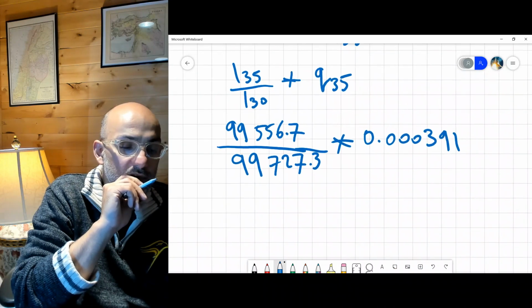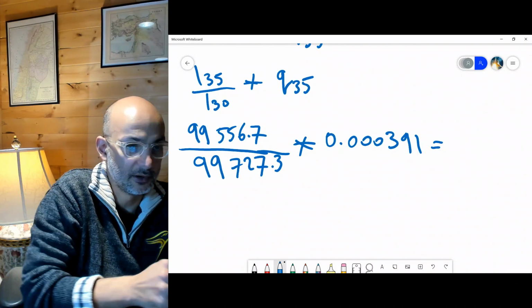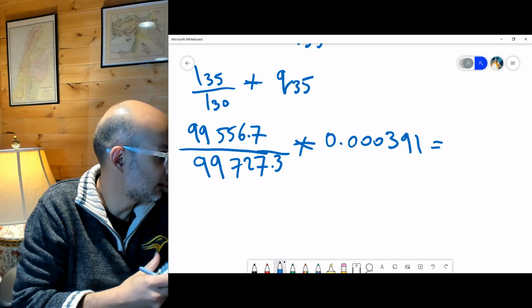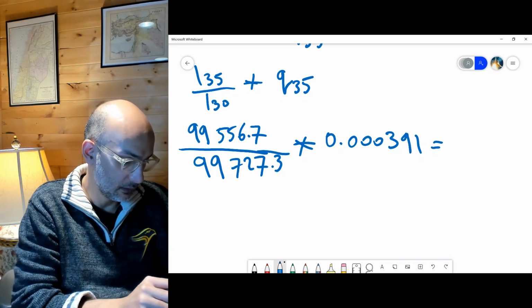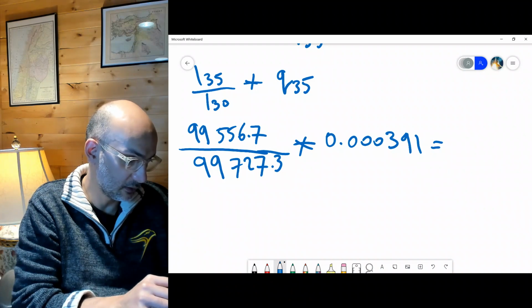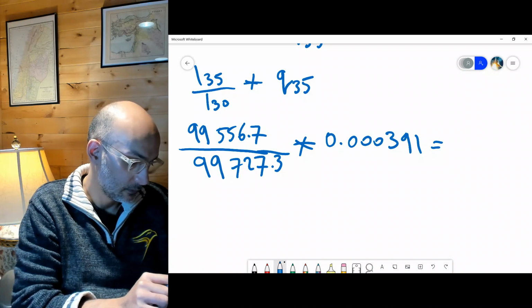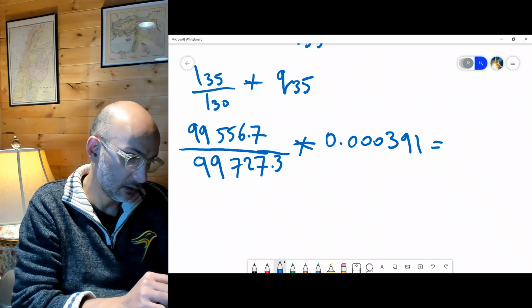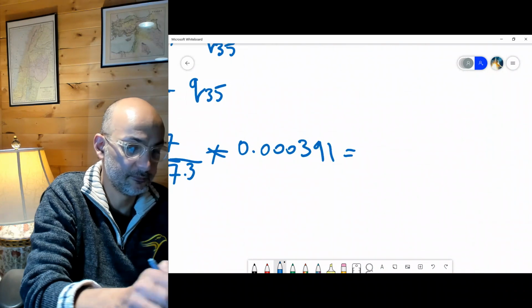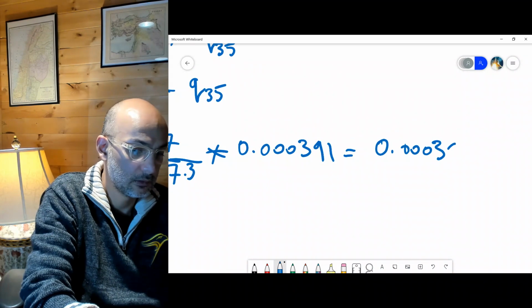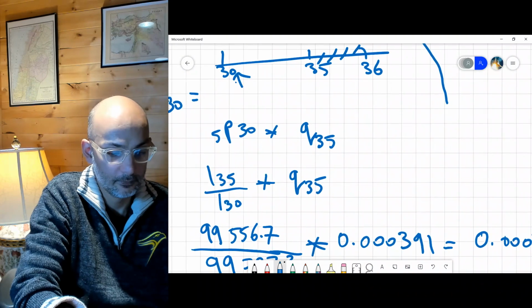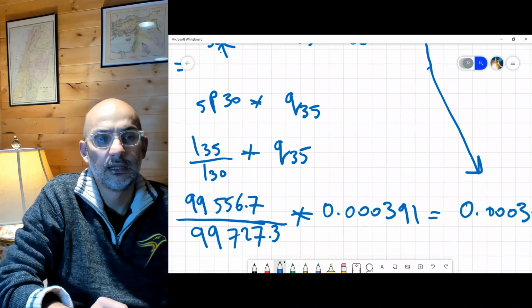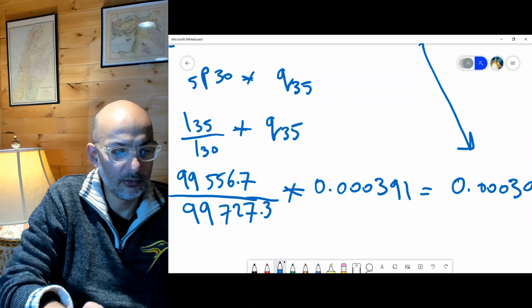Right, and let's verify what answer we get. We should get the exact same answer as before, right? Let me just make sure that I got that number correctly. Q35 is 0.00391. Yeah, that's correct. So now let's do 99556.7 divided by 99727.3, then multiply by 0.00391. We should get the exact same answer. You see? Same answer. Right?